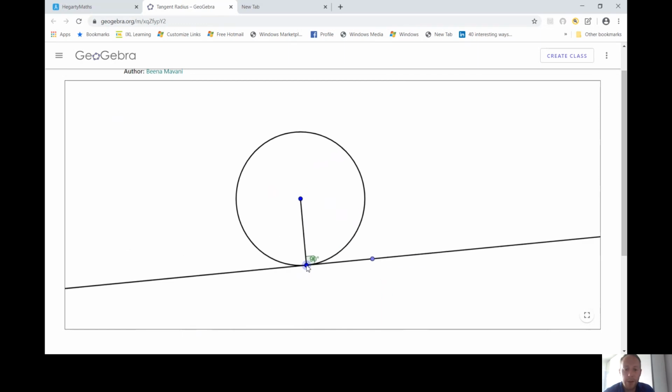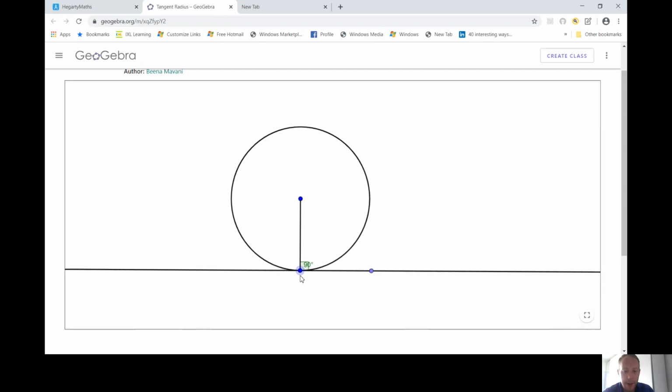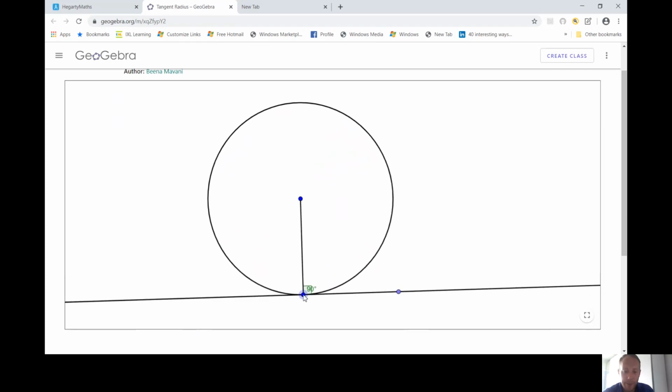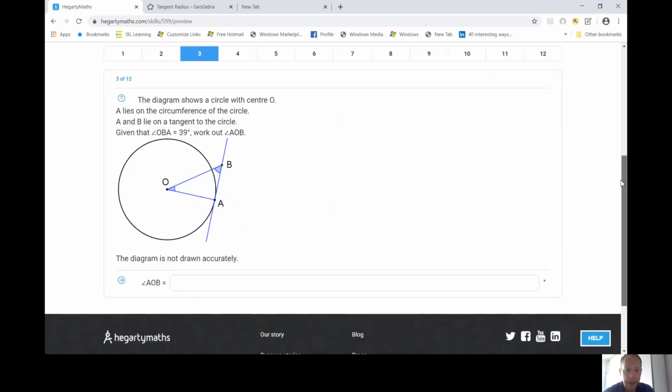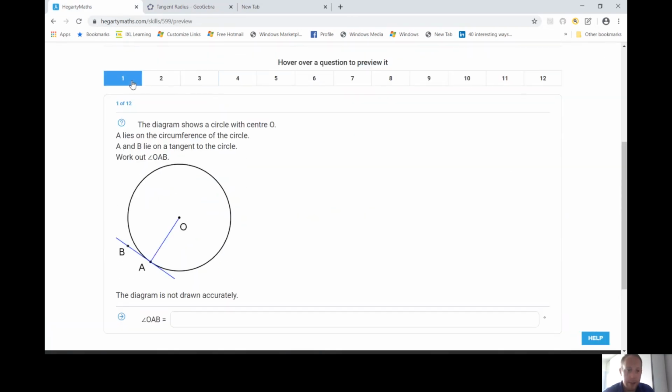So the key word you're looking for in a question, if it's involving this circle theory, is a tangent. Okay, let's have a go at questions. The first two on this will be really easy because you're just identifying, can you remember that it's going to be 90 degrees? So question one, the diagram shows a circle, A lies on the circumference, A and B lie on a tangent to the circle. So A and B are on a tangent, which means that OA and the line are at 90 degrees. So what's OAB?